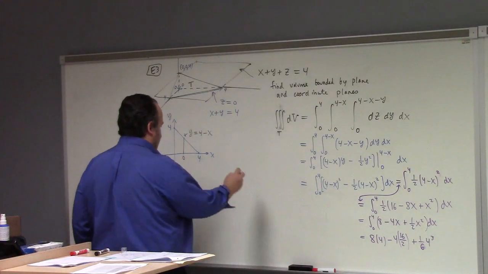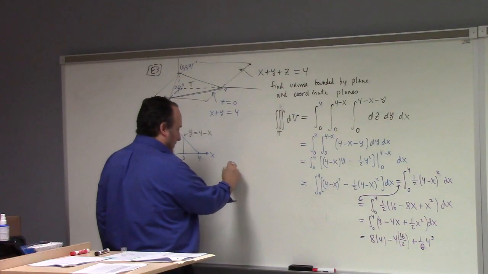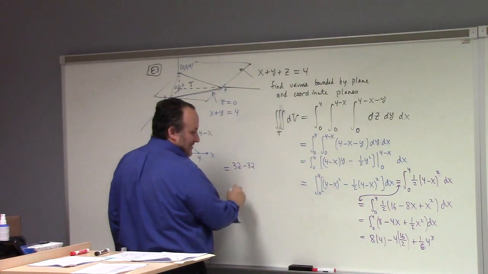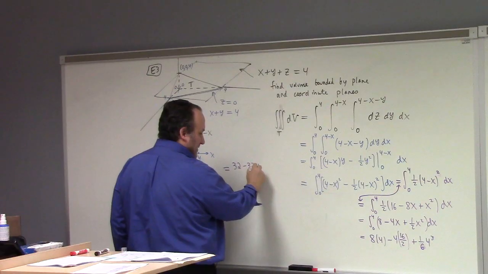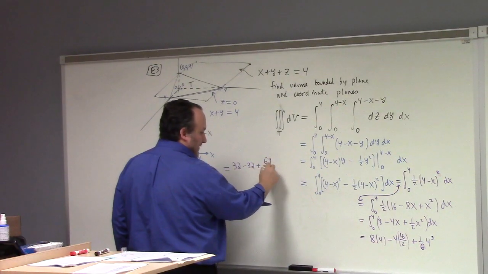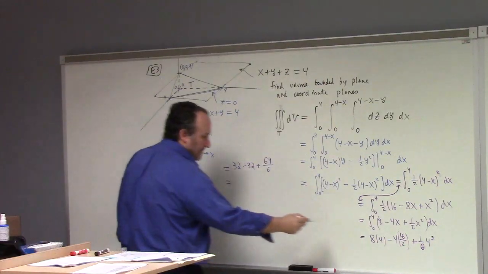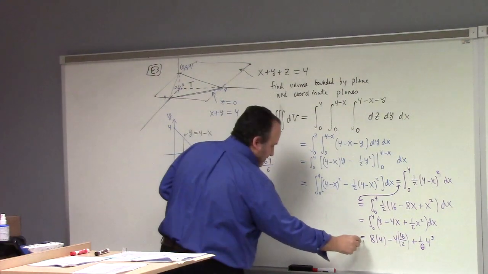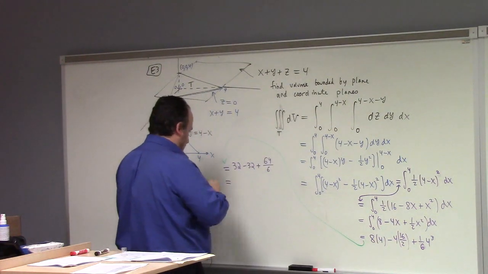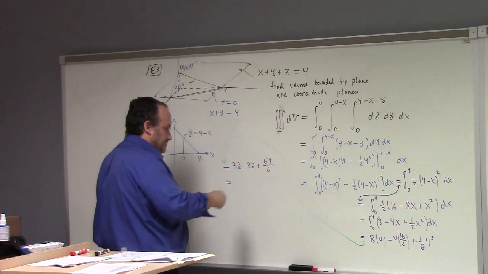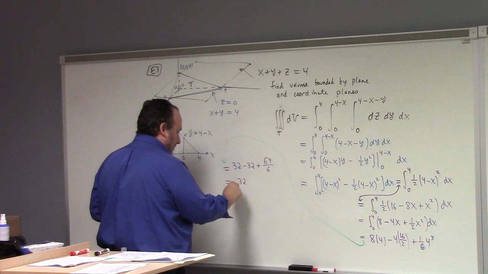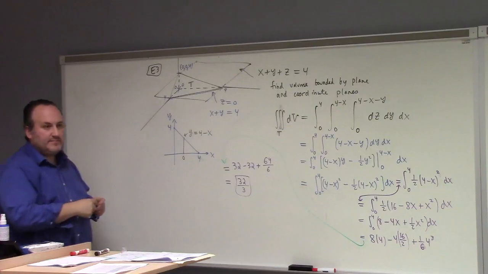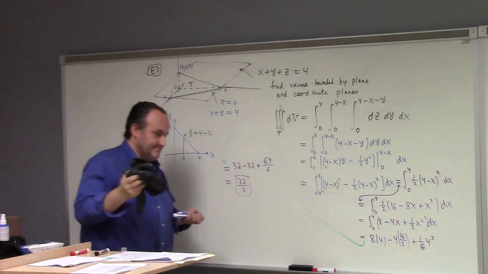I'm going to start over here. So that's equal to 32 minus 32 plus 64 divided by 6. So the answer is what? 32 over 3? There you go. That's the volume of this tetrahedron. Okay.